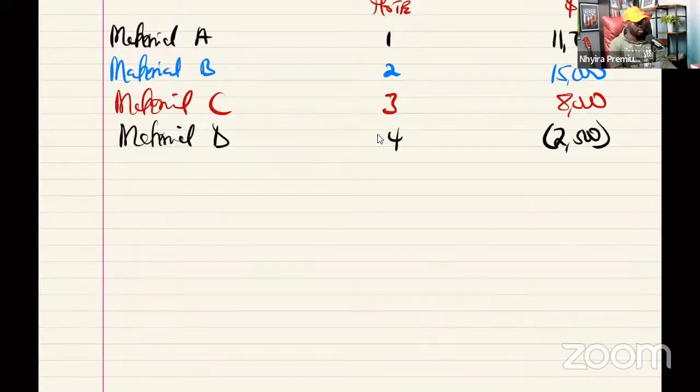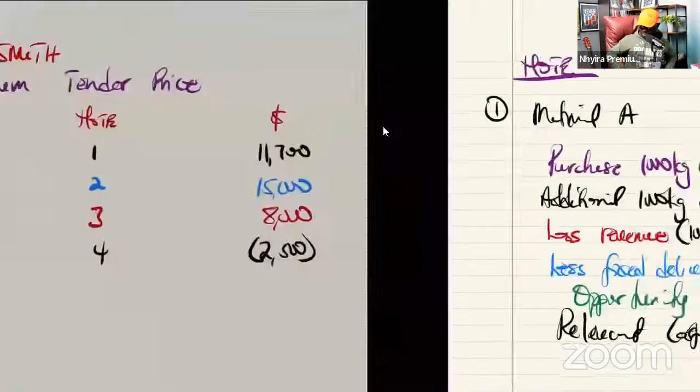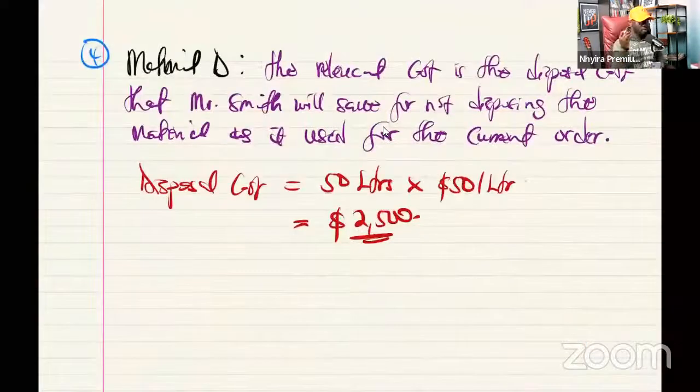That is the idea about that. Any questions, you raise your hand, we bring you up, or you put it in the chat for us. So that is the way we determine the relevant cost for the material D.